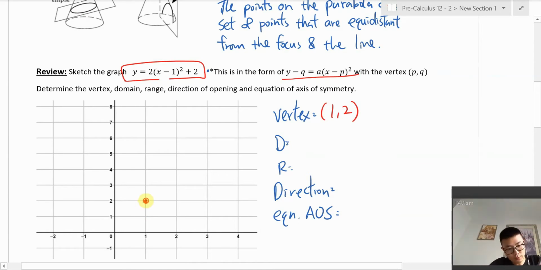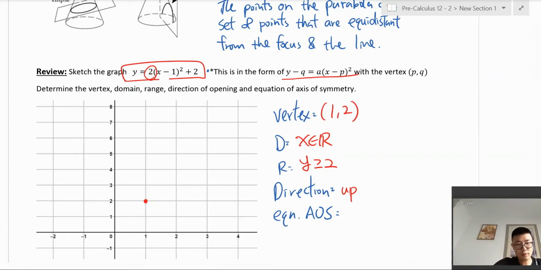We know this is a parabola that opens upwards. Direction is up because the value of a is positive. Therefore, the domain is going to be all real numbers, and the range is going to be y greater than or equal to 2. Okay, because it opens up, and the vertex would be the minimum. The equation of the axis of symmetry, well, it's going to be a vertical line. Remember, a parabola is a mirror image. So the equation of the axis of symmetry is going to be x equals 1.